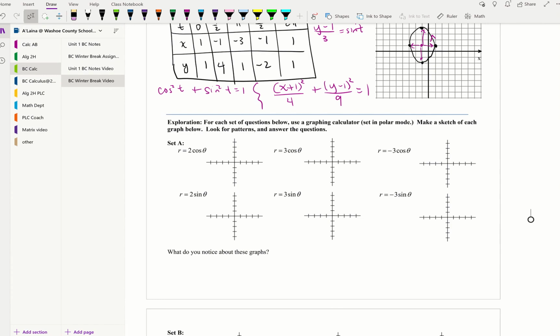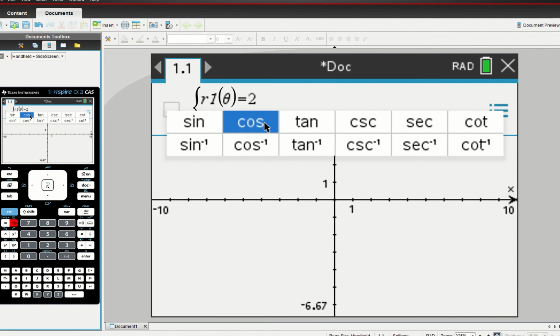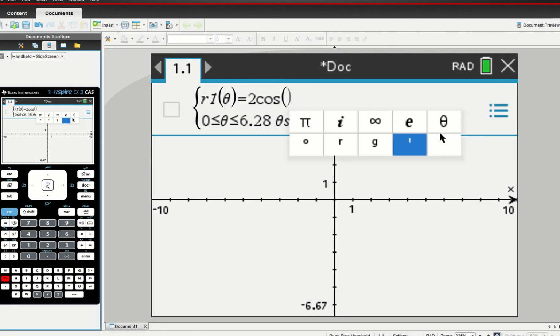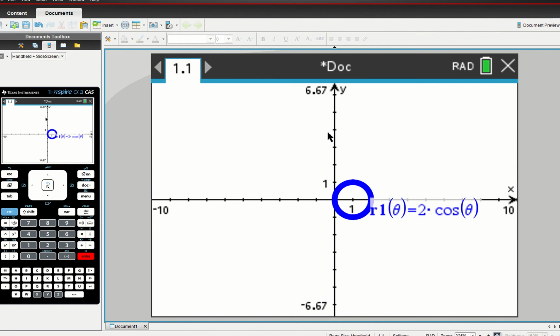My first one was 2 cosine of theta. Make sure you don't type cosine, use the trig button of cosine. And then theta, let me see if I can remember, I think it might be pi. There we go. And then I can hit enter and that'll graph it. So this is a circle. It's going to go across a diameter of 2 on the x-axis.